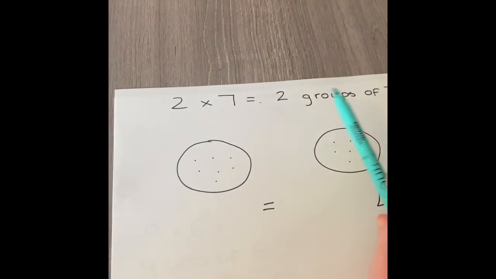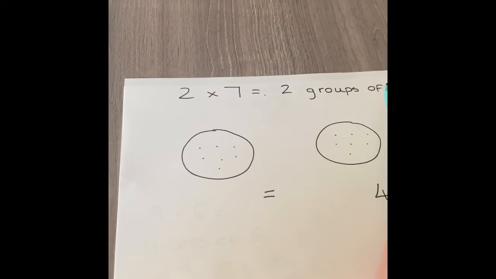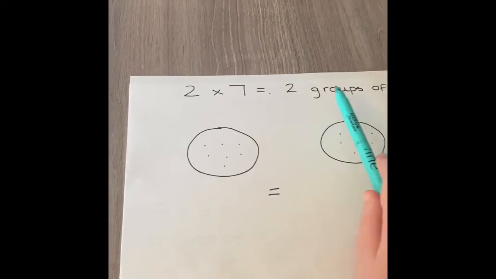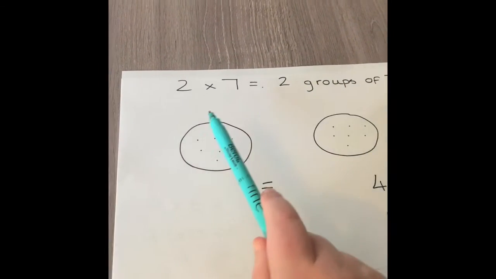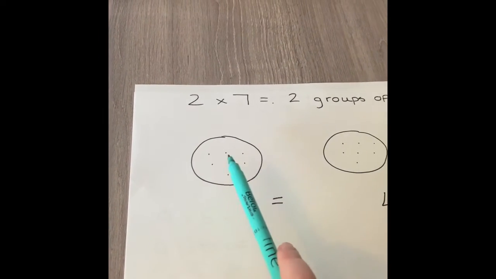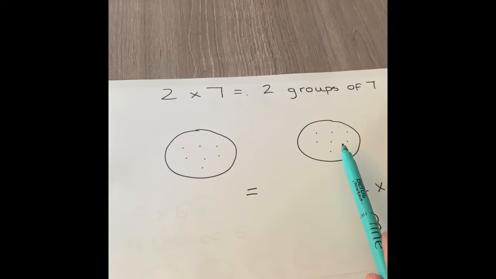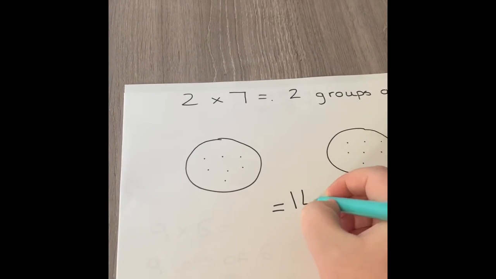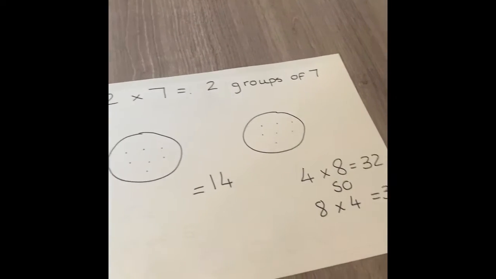So 2 times 7 is the same as 2 groups of 7. So you can use circles and dots to help you. So I've done 2 circles for the amount of groups we have, which is 2. Then I've put 7 in each group, and then you can count the total. So we've got 7 here, and I know that 7 add 7 equals 14. So that gives you the answer to 2 times 7.